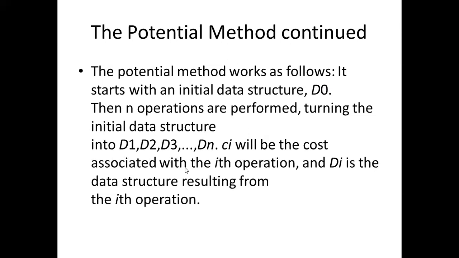Ci will be the cost associated with the ith operation, and Di is the data structure resulting from the ith operation. So here we are using two terms. One is Ci, another one is Di. Ci means the cost of the ith operation. Di means the data structure resulting from the ith operation. After applying that particular operation on the data structure, what is the new data structure which is developed? That is Di.